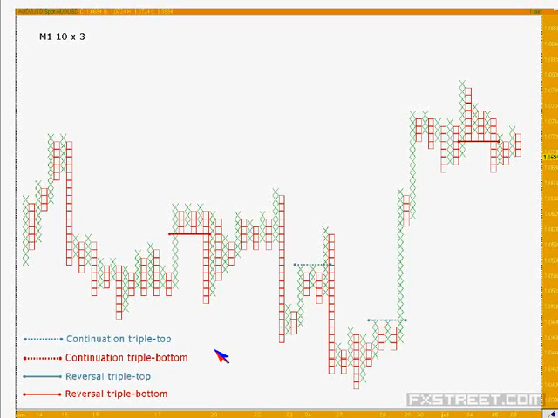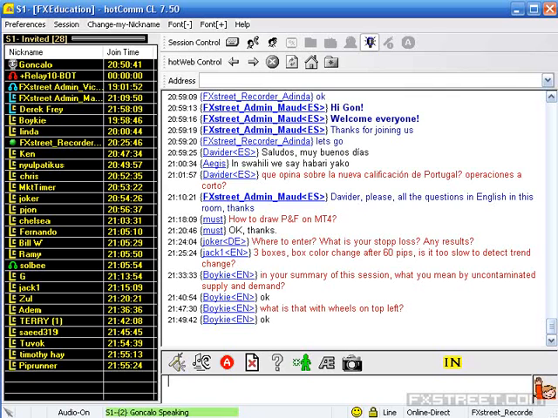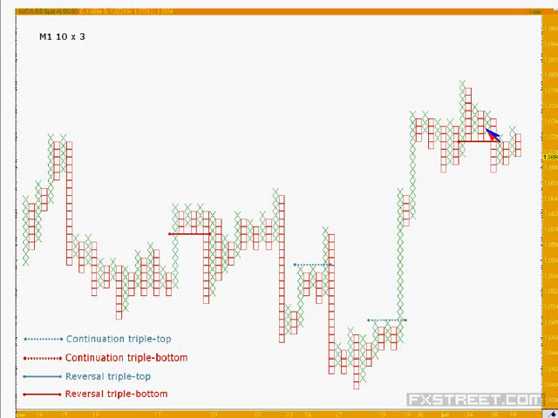Okay, and we can only detect a reversal triple bottom here on that side and that side, but we cannot recognize any reversal triple top. But we can recognize the continuation triple top here and down here. Okay, so the buy signals in that case would come in the first X after the breakout, in that case here and here, and the sell signals in the first box under the support being broken in case of the reversal triple bottom.